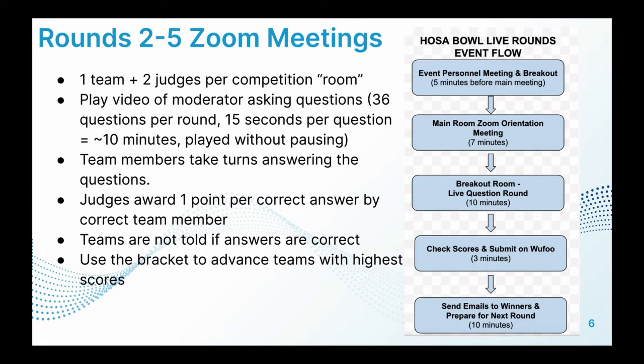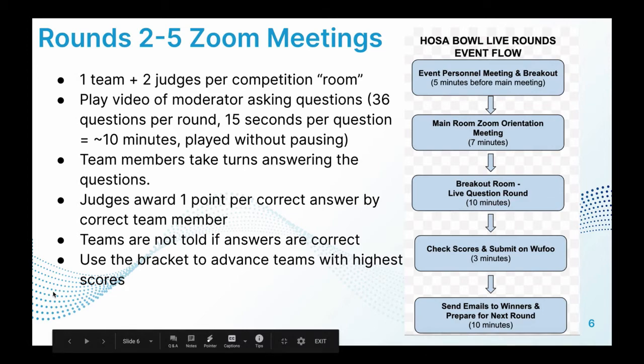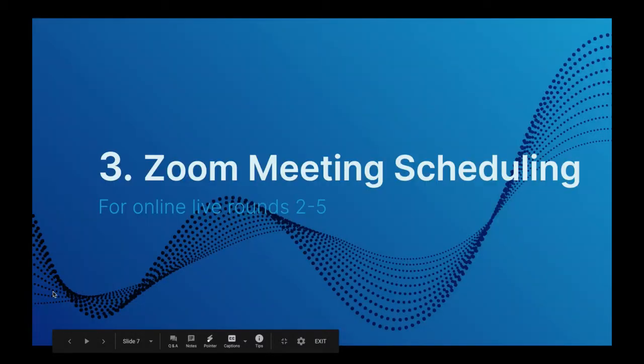Team members will take turns answering questions. The judge awards 1 point per correct answer if it's answered by the correct team member that was supposed to answer that question. Teams are not told if the answers are correct or not. Judges are simply marking the score and playing the video. Once the video is over, teams are dismissed, and you use the bracket to advance teams with the highest scores.